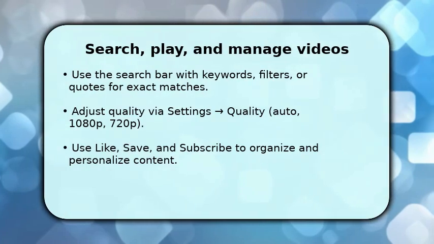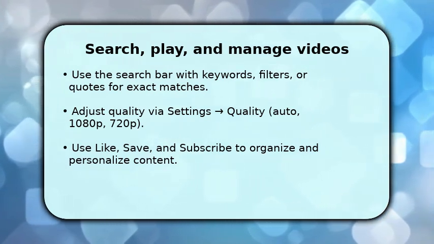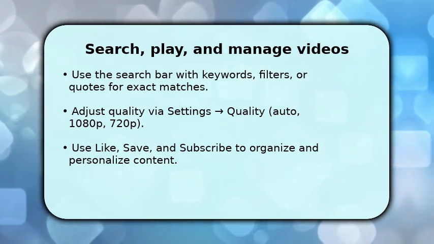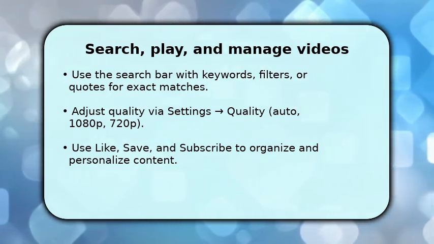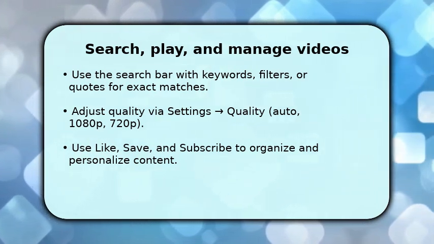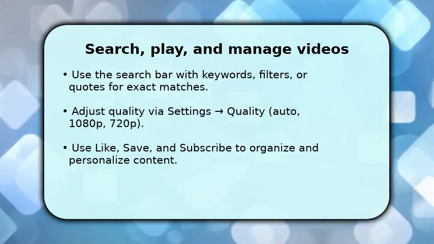Now find what you want by typing keywords into the search bar. Use quotes for exact phrases and filters to narrow results by upload date or duration. Click a video to play it. Drag the progress bar to skip or replay. While playing, open settings to change quality, select auto for variable bandwidth, or choose 1080p for clarity.